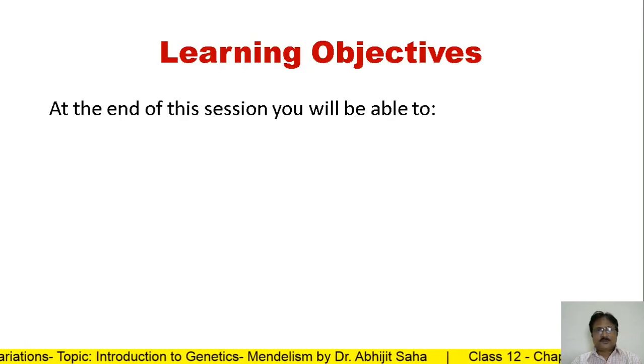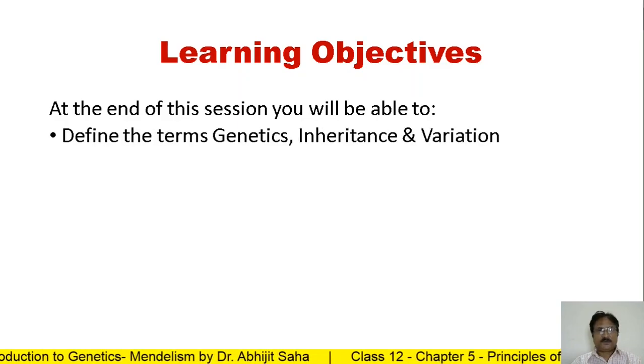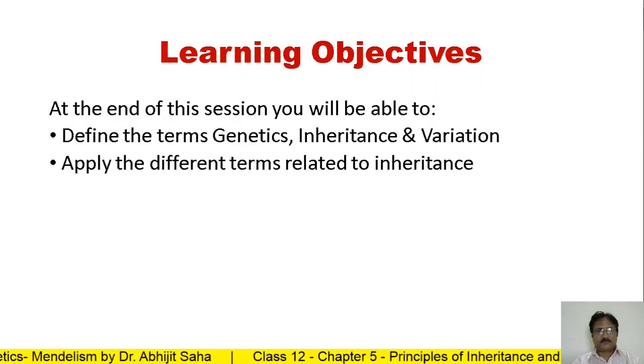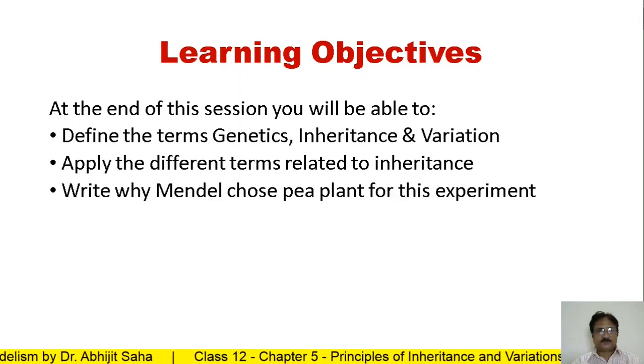At the beginning, let us know what you will be learning, and at the end of the session, what you will be able to do. That means these are actually your learning objectives. So at the end of the session, you will be able to define several terms like genetics, inheritance, variation, and many more. You will be able to apply the different terms related to inheritance.